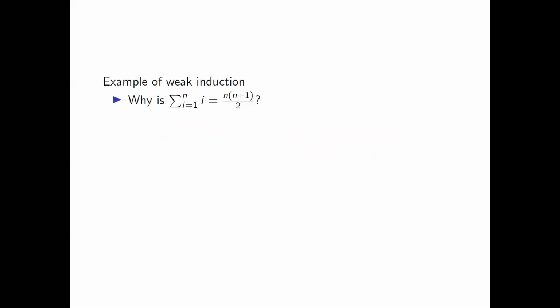So why is it true that the sum from i equals 1 to n of i is equal to n times n plus 1 over 2? In order to prove it with weak induction, we have two parts. We need to prove a base case. And the base case is usually pretty simple. In this case, it's very simple. We just show that the sum from i equals 1 to 1 of i is equal to 1 times 1 plus 1 over 2. And that's clear because both sides are equal to 1.